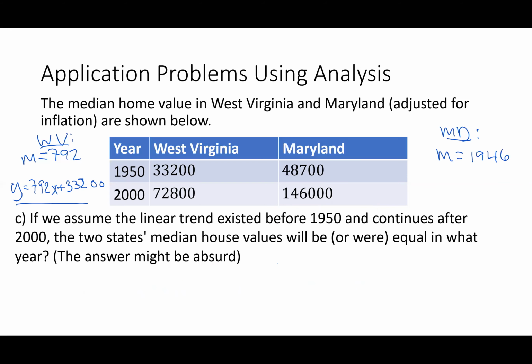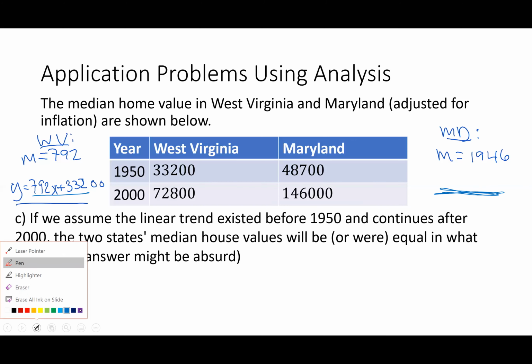Okay. Now, we're going to assume that the trend existed before 1950 and continues after the year 2000. The states' two median house values will be or were equal in what year? The answer might be absurd. That just means that we may have to think about it for a second. So since they're going to be equal, what I want to do is set this equation equal to, I don't have this equation. So I'm going to have to make it. Fine. Not a big deal.